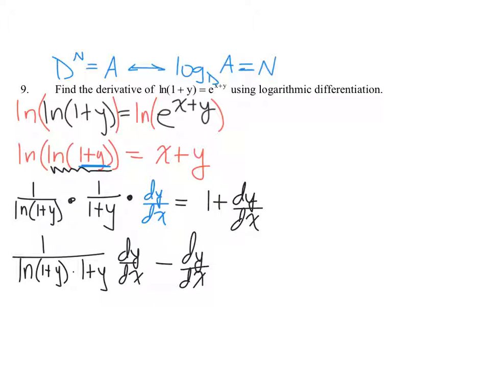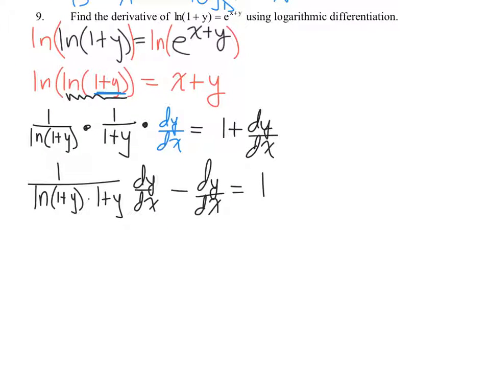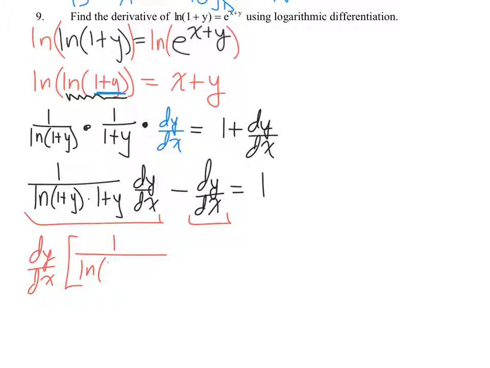We want to consolidate our dy/dx's. We have a common dy/dx for each term, one here and one here, so factor it out. A bracket is what I'm going with here.